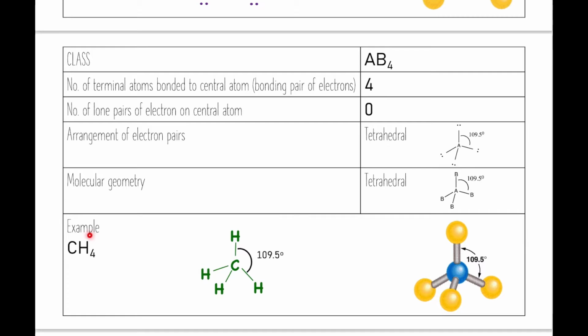One of the examples is CH4. As we can see here, there are no lone pairs at the central atom, but we have 4 bonding pairs at the central atom. Therefore, CH4 will have a molecular geometry of tetrahedral with 109.5 degree bond angle. You can imagine tetrahedral similar to a tripod with a camera holder on top of it.